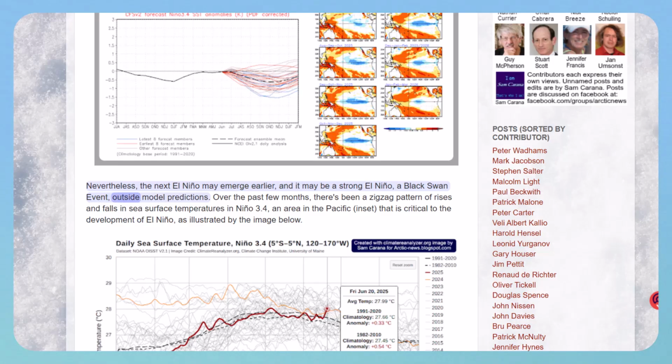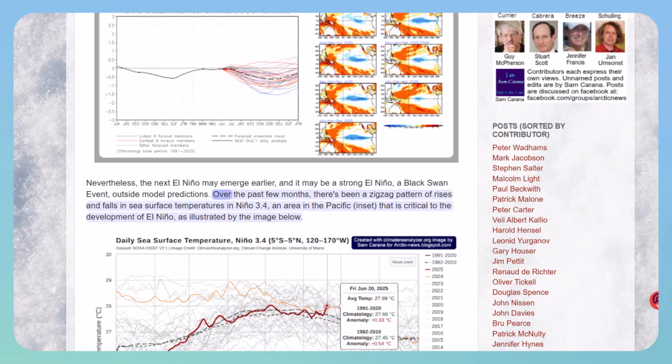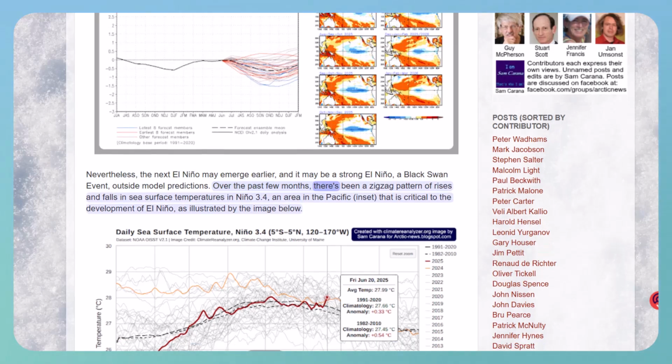Over the past few months, there's been a zigzag pattern of rises and falls in sea surface temperatures in Niño 3.4, an area in the Pacific, inset, that is critical to the development of El Niño, as illustrated by the image below.